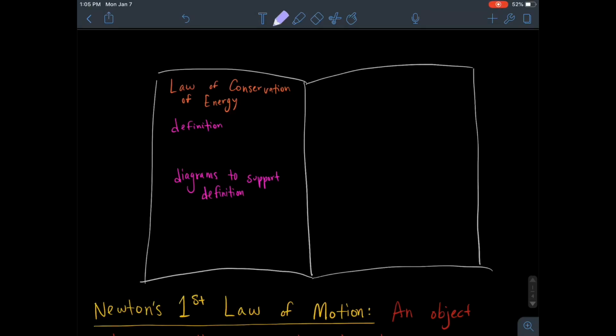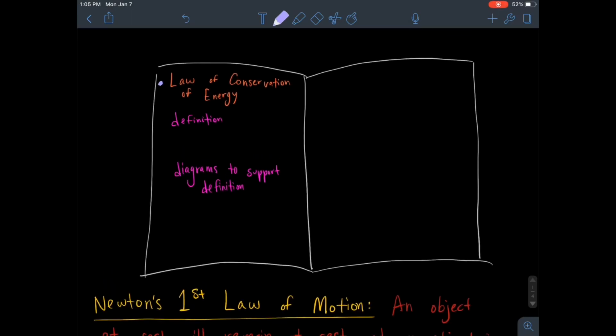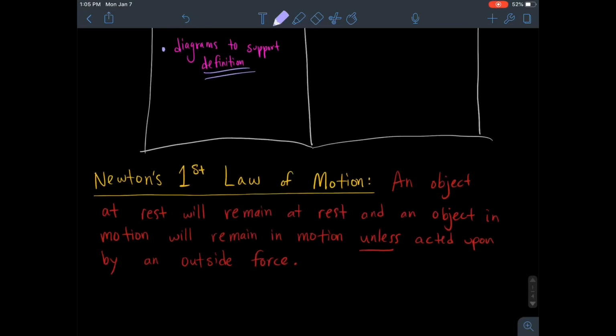Let's learn about the law of conservation of energy by reviewing some of Newton's laws and looking at a concept that we call energy transfers. So on your science notebook page, you should title it the law of conservation of energy. You should include a definition and also include some diagrams to support your definition. All right, let's get started.